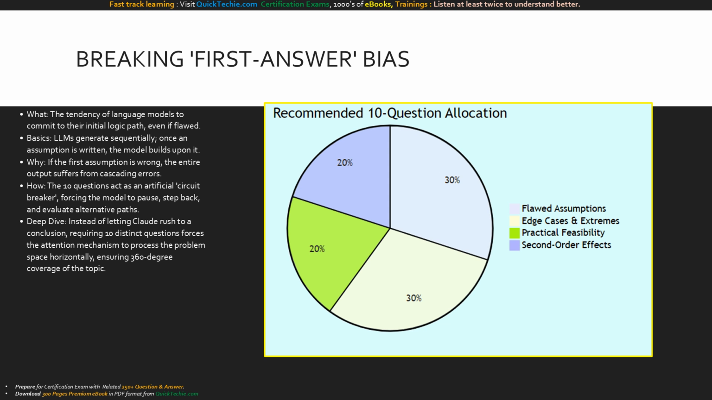This pie chart illustrates how you should instruct Claude to allocate its 10 questions. To ensure comprehensive coverage, direct Claude to focus 3 questions on challenging its own hidden assumptions and 3 questions on breaking the solution with extreme edge cases. Allocate 2 questions to test practical feasibility and the final 2 to project long-term, second-order effects. This specific distribution guarantees rigorous self-interrogation.